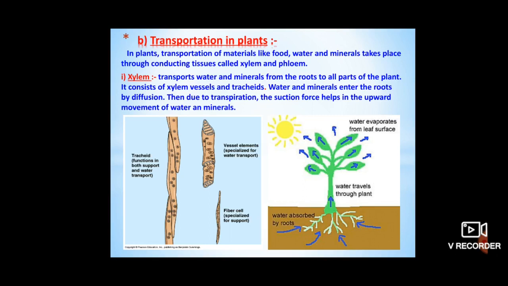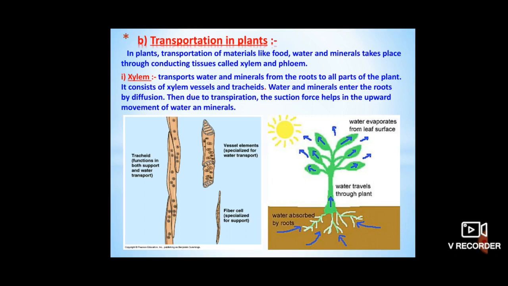Children, the transportation of water and minerals from the roots to all the parts of the plant takes place with the help of the xylem only. Hence, the xylem tissue is also called water conducting tissue. In the transportation of minerals and water, the transportation takes place with the help of transpiration pull. Transpiration pull. Understand?